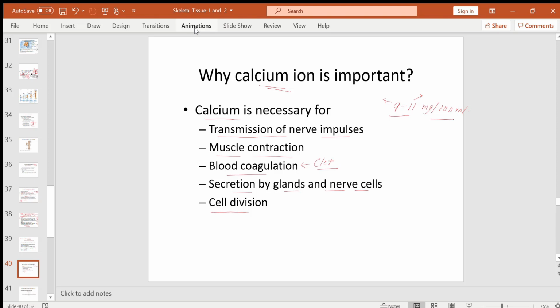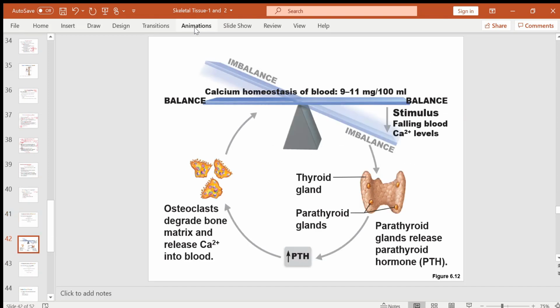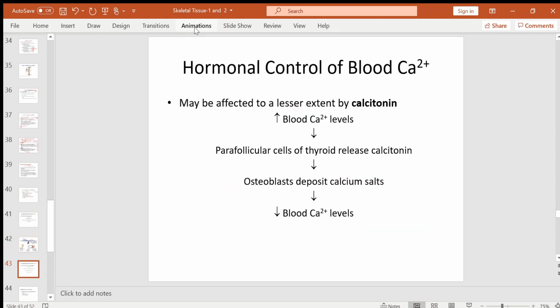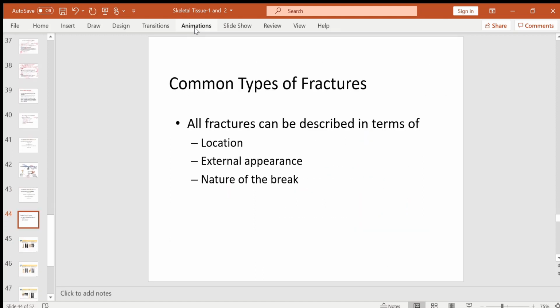We have already talked about the calcitonin and parathyroid hormone. So here you see the normal range of calcium in the blood. If calcium goes down, parathyroid glands, these are parathyroid glands, will secrete parathyroid hormone. Okay, and that will work on those three organs: the osteoclasts of the bones, kidneys, and intestine through vitamin D. Okay, last thing we'll talk about is the fracture of the bone.